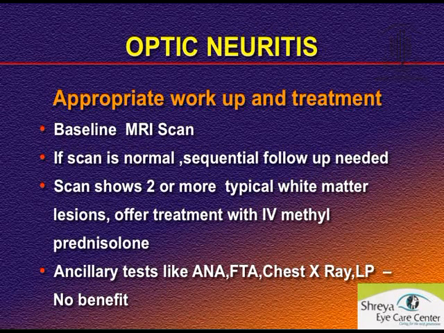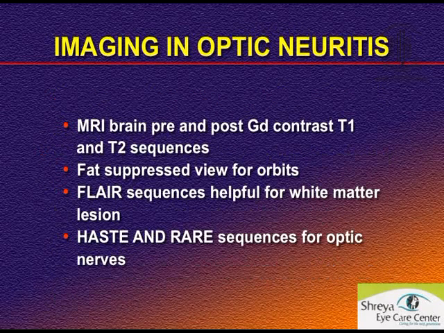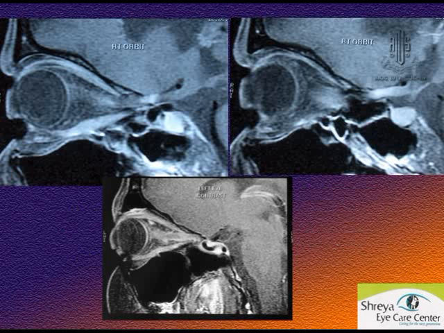And these are the ancillary tests which are not really necessary, because optic neuritis is mostly a clinical diagnosis with an MRI which needs to be done in all patients. These are some of the sequences which are required: T1, T2 weighted, post-gadolinium enhanced, fat suppressed views, FLAIR sequences for white matter lesions, and for the optic nerve, the HASTE and RARE sequences. You need to tell them to a radiologist so that he knows what to take, so that you can have a good understanding. Now look at these MRI pictures of an optic neuritis of the right eye.